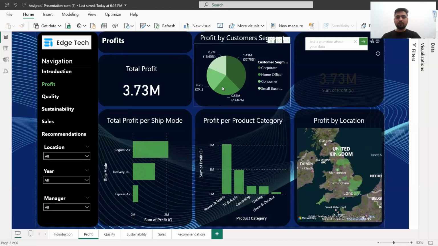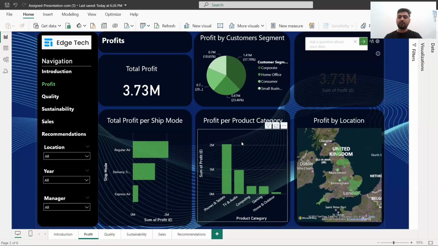So this is the customer segment, profit by customer segment. Most profit, 37%, is from corporate customers. Our corporate customers are our most profitable customers. After that, there is home office, which uses our tech for the home office, and then consumers, and then the small business. Now the profit per product category. Our most profitable category in the company is phones and tablets, and then it's TV and audios, then computing, gaming, and then home and outdoors.